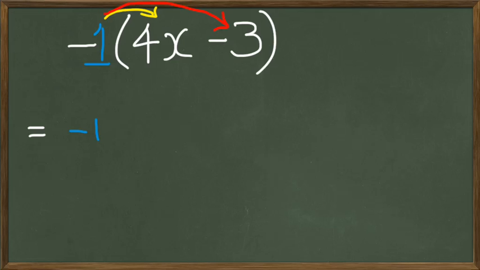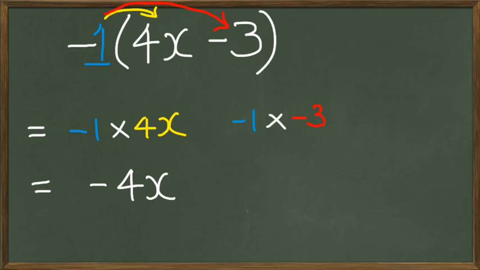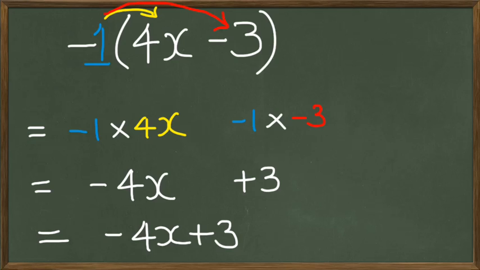So we have negative 1 multiplied by 4x. Again, if you're not sure what the sign is, just leave it empty for now. Negative 1 multiplied by negative 3. And your answer, of course, will be negative 4x. Minus 1 times minus 3 is positive 3. So your final answer is negative 4x plus 3.